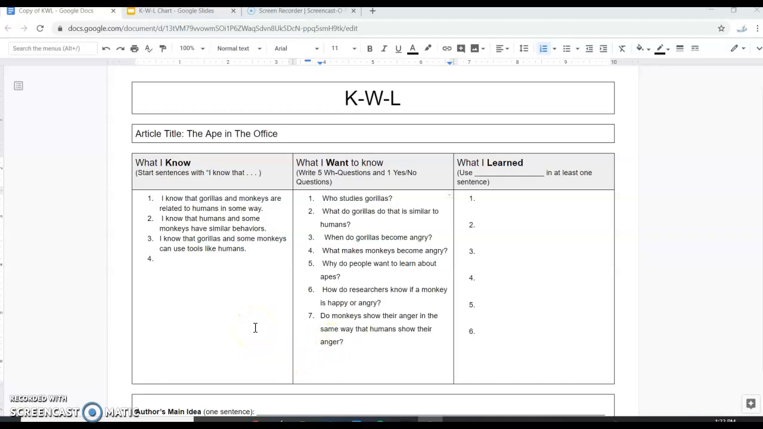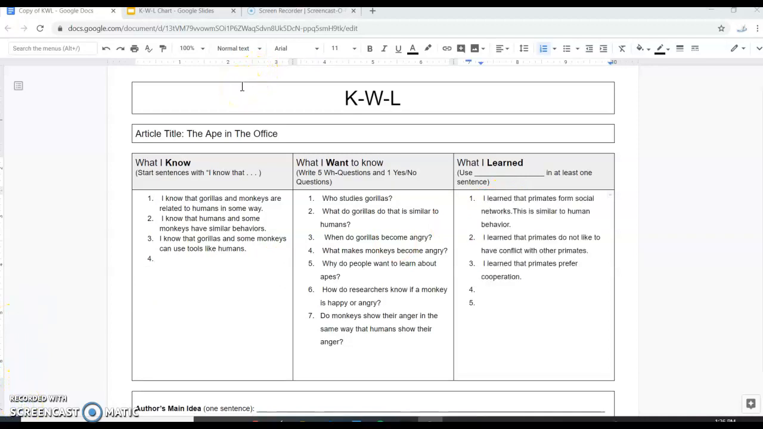Again, you can write more than just 7 questions. You can write, let's say, 7 WH questions and 3 yes/no questions. It's totally up to you as far as how much practice you want to give yourself in writing questions. So the next thing we do is we're going to take time to read the article very carefully. And after we've read the article, that's when we'll fill in what I learned.